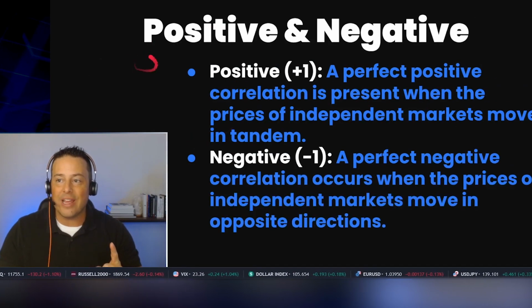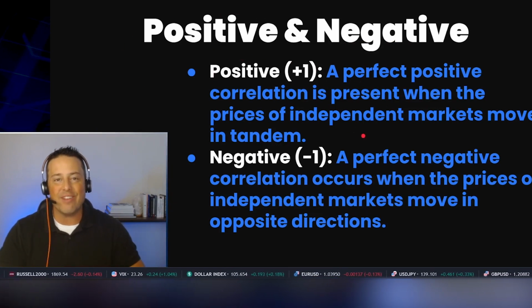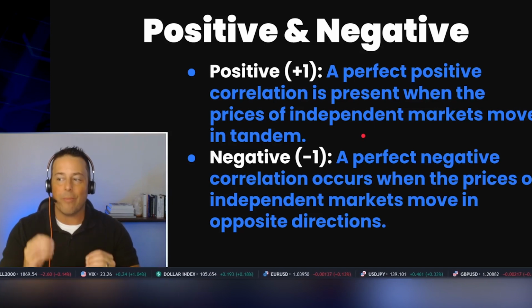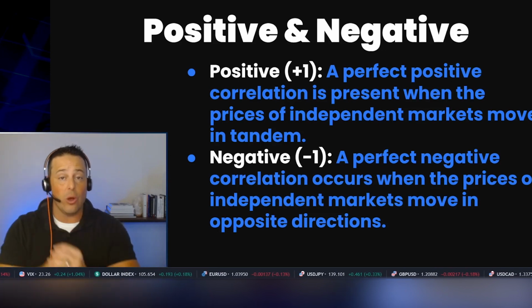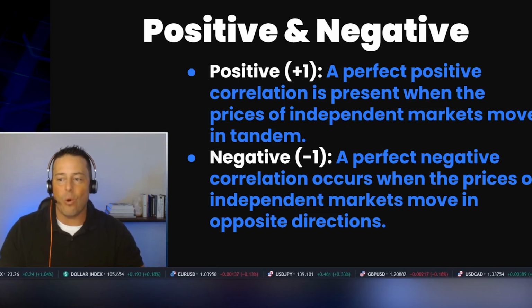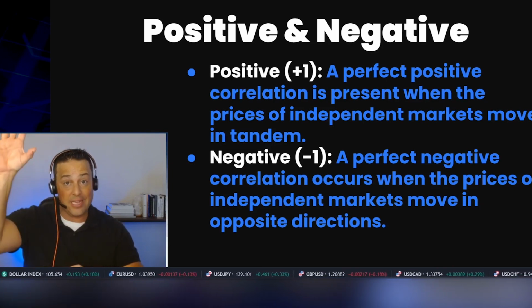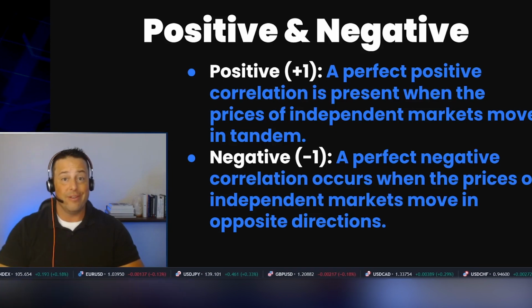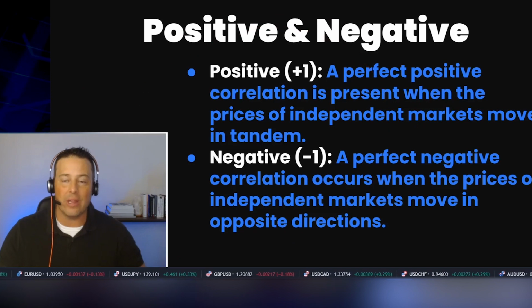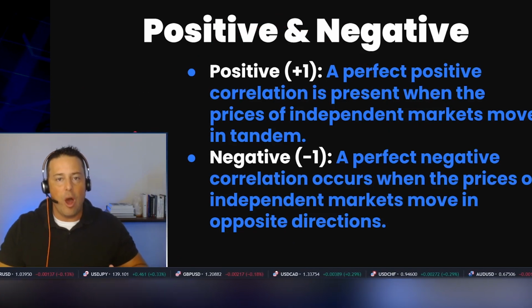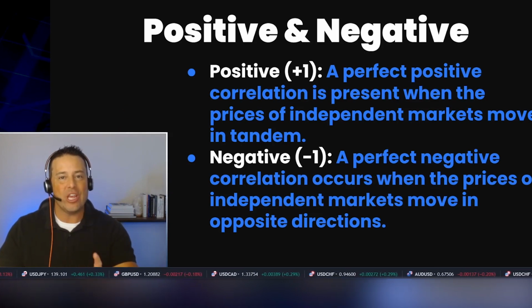Now, a perfect correlation came in two different types. The positive perfect correlation is present when the prices of independent markets move in tandem. That means if market A is going up, market B is also going up. A perfect negative correlation occurs when the prices of independent markets move in opposite directions. That means if market A is going up, market B is going down. Market A is going down, market B is going up. So that is the key to correlations. It sets the boundaries for our scale. A positive correlation and a negative correlation. Very important to understand. We have correlations and perfect correlations.